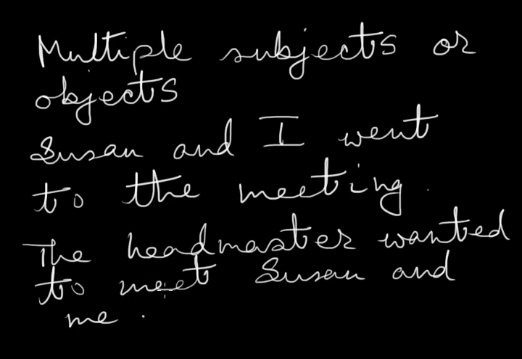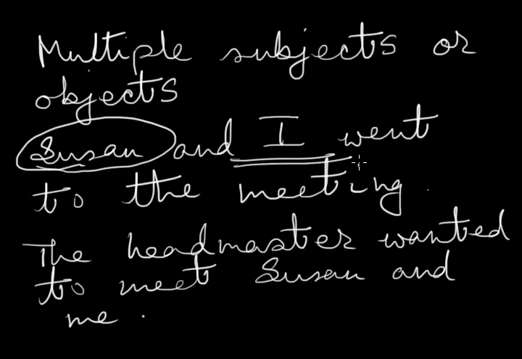Now regarding multiple subjects or objects, we must remember that I should always follow the other person's name, as in this sentence, Susan and I went to the meeting. The other person's name should come first and I should follow it. So it should not be I and my family went to the picnic. No, my family and I went for a picnic. Similarly, the headmaster wanted to meet Susan and me. Me should follow the other person's name. So this should be the correct construction.